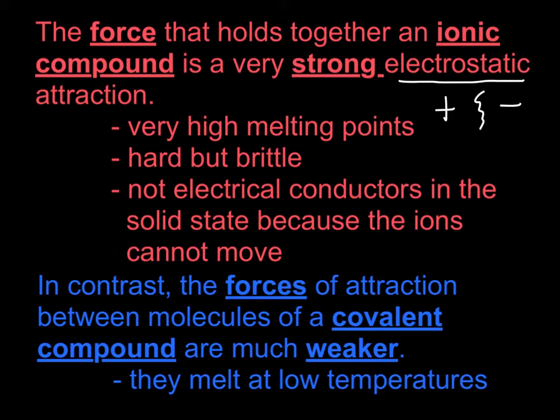Because of this, ionic compounds characteristically have very high melting points. They're hard, but they're brittle, which means they can crumble. They are not electrical conductors in the solid state because when they're solids, the ions don't move, and so they can't conduct electricity in that state. In contrast, the forces of attraction between molecules of a covalent compound are much weaker. Because of this, they melt at a lower temperature.